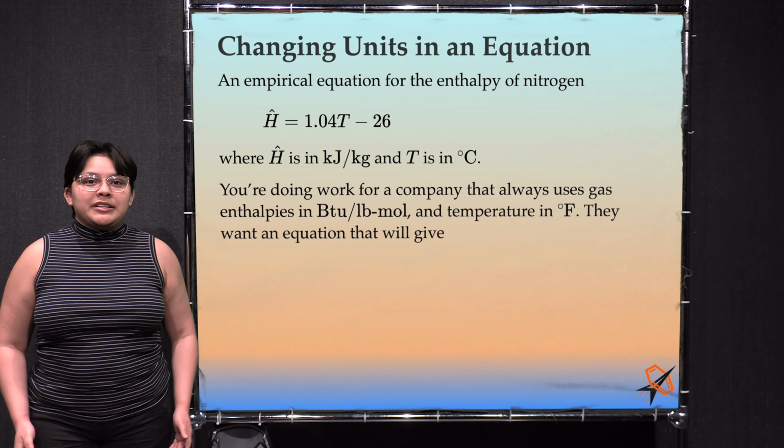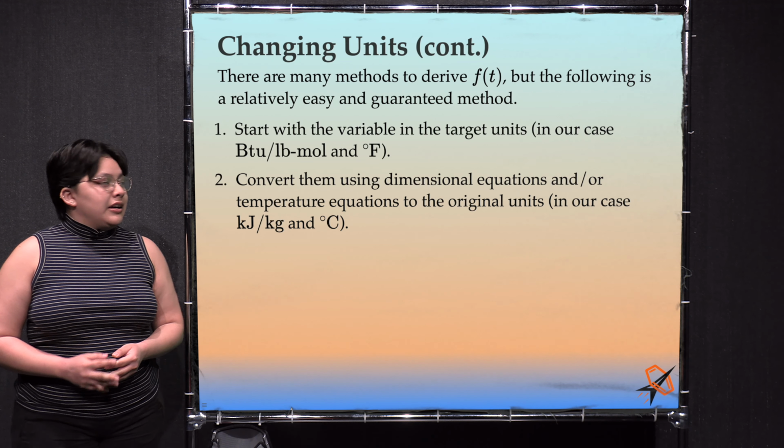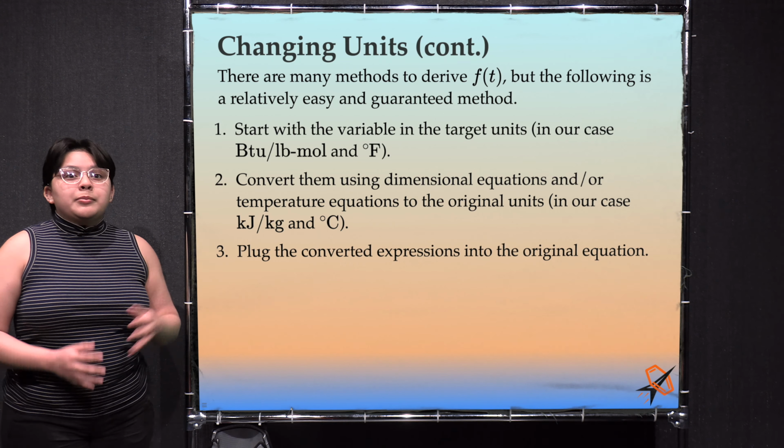There are lots of methods that won't work and several that will. The following method always works as long as you can do simple math correctly. 1. Start with the variable in the target units, in our case, BTU per pound mole in degrees Fahrenheit. 2. Convert them using dimensional equations and/or temperature equations to the original units, in our case, kilojoules per kilogram and degrees Celsius. 3. Plug in the converted expressions into the original equation. 4. Simplify.